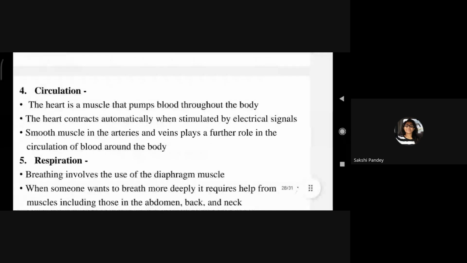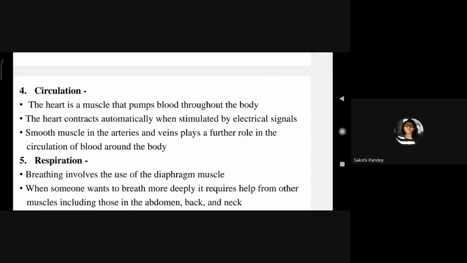Next is circulation. The heart is a muscle that pumps blood throughout the body. The heart contracts automatically when stimulated by electrical signals. Smooth muscle in the arteries and veins plays a further role in the circulation of blood around the body. So muscles play a great role in circulation. Without muscles, it is not possible.